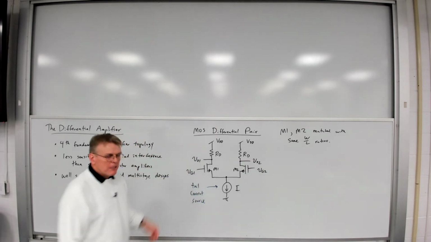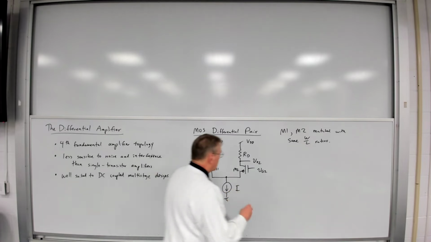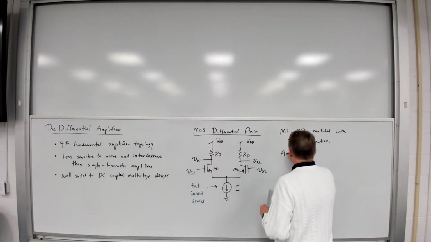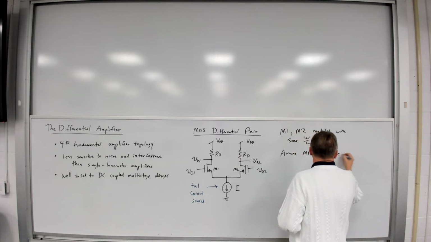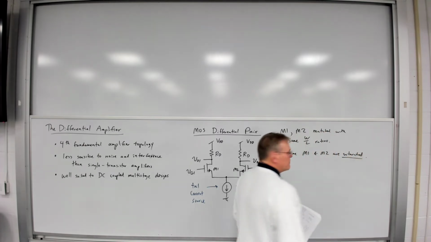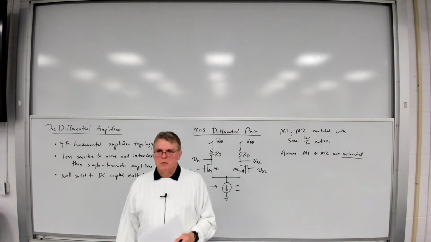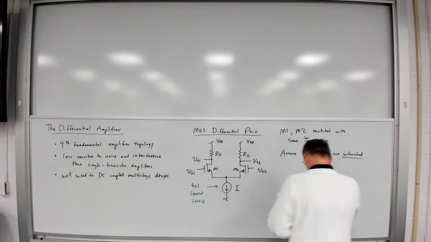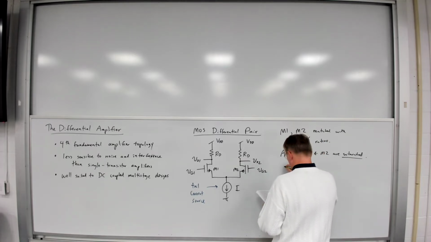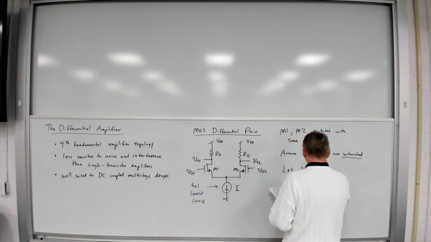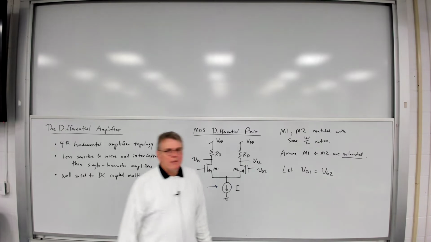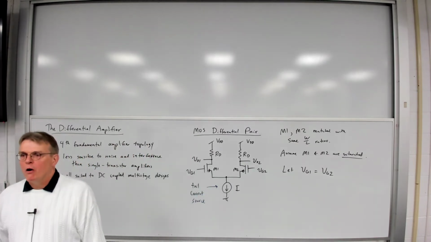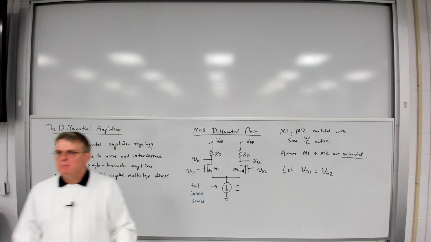Now, we're going to make some assumptions. First of all, since this is an amplifier, I'm going to assume that M1 and M2 are saturated, which is a reasonable assumption to make. And let's assume that VG1 and VG2 are the same voltage. So let's set them to the same potential.